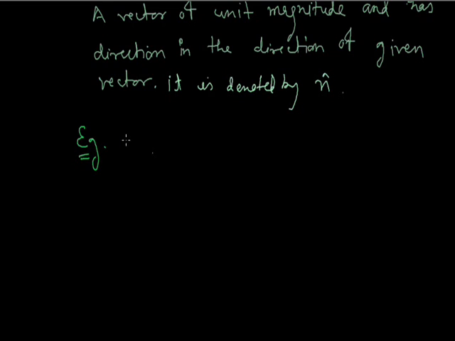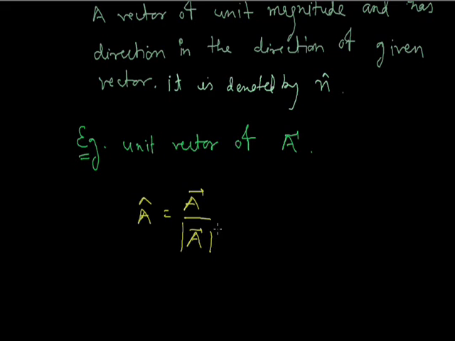Example, if I have to specify the unit vector of a vector, then I can write a cap is equal to a vector divided by the magnitude of a vector. If I have to find the unit vector of any vector, it will be equal to the vector divided by the magnitude of that given vector.